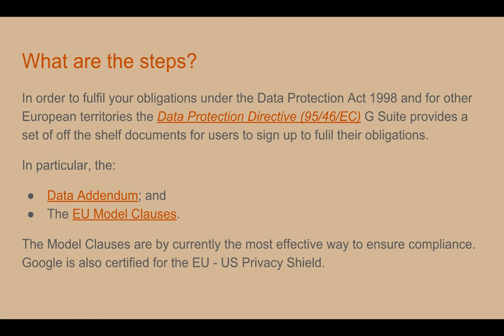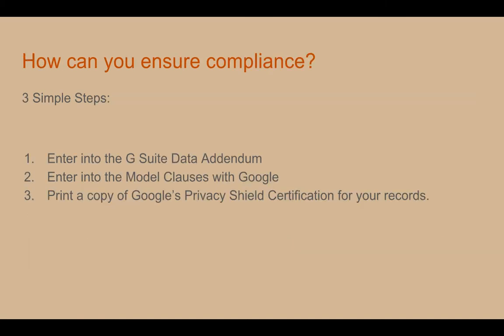And finally, print off the US-EU Privacy Shield certificate for Google Inc., so you've got a record of it for the future. Here we go: enter into the addendum, enter into the model clauses, print a copy of the Privacy Shield certificate. It takes about 1 minute. So we're going to show you how to do it now.